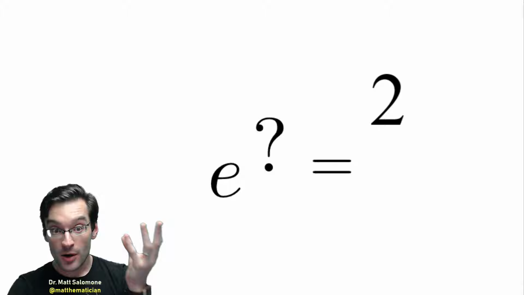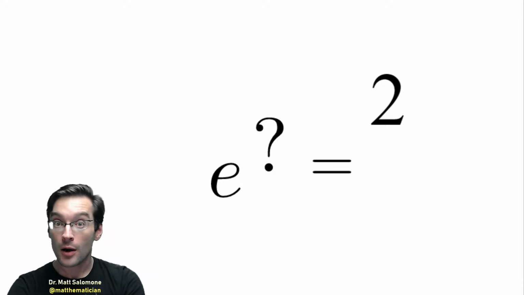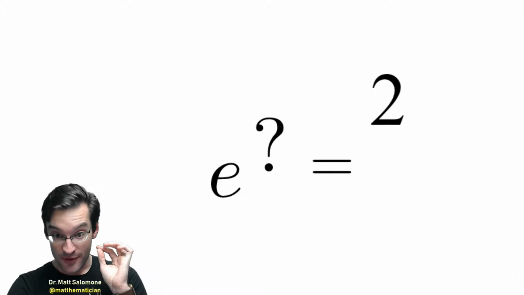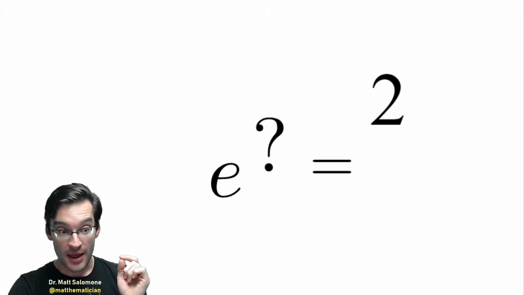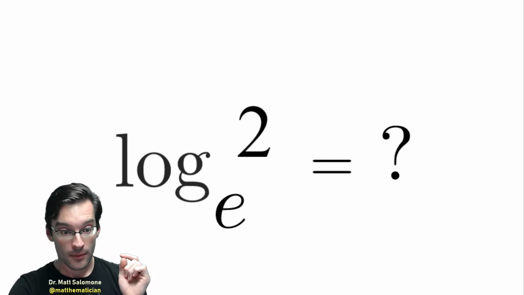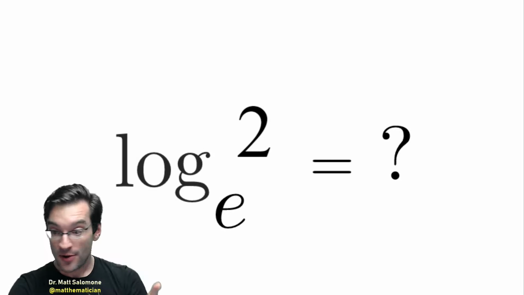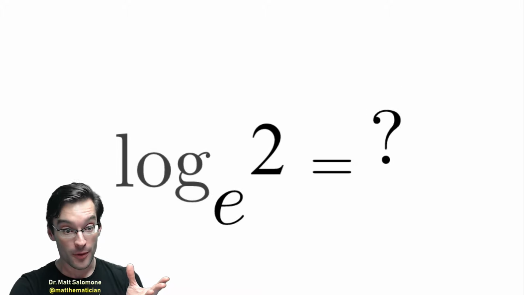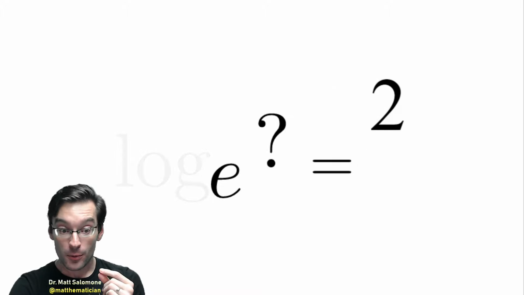Well, the key is to rearrange this exponential equation into what's called a logarithmic form. And this is nothing more than the definition of what logarithm even means. If e to the question mark is equal to 2, then that question mark is by definition equal to the base e logarithm of the number 2. That is what we mean by a logarithm. So all a logarithm is, is a way of rewriting an exponential equation in an equivalent form, just by reversing the roles of the question mark, which is unknown, and the 2, which is known.